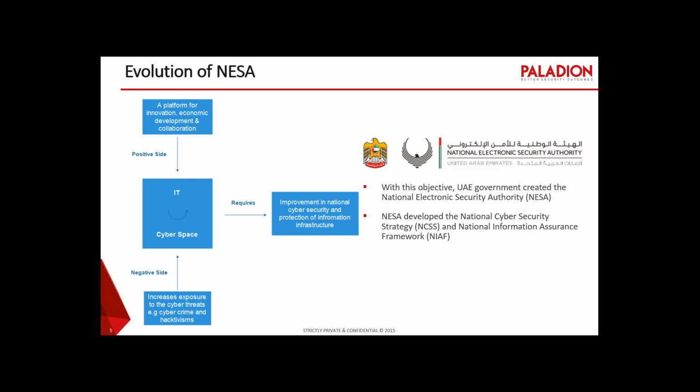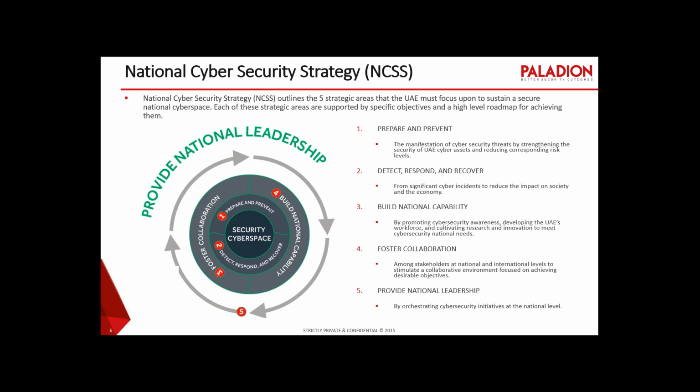So how does this national cybersecurity strategy look like? If we just spend some time to understand this NCSS, the National Cybersecurity Strategy primarily talks about 5 strategic areas. The first area is to prepare and prevent from cybersecurity threats. This is where it talks about entities understanding their risks and putting down sufficient cybersecurity controls.